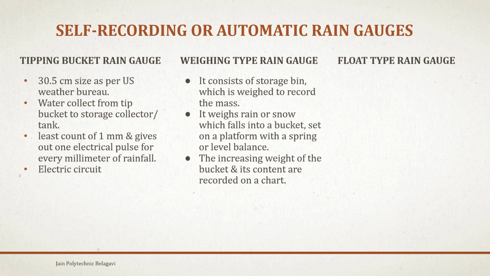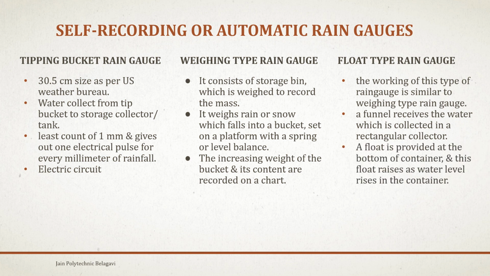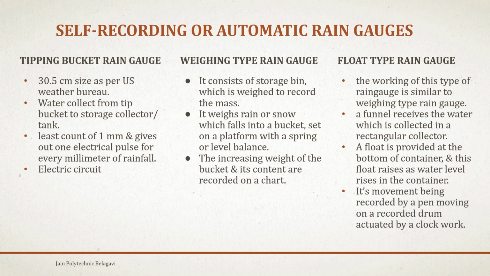Next is the float type rain gauge. The working of this type of rain gauge is similar to the weighing type rain gauge. A funnel receives the water, which is collected in a rectangular collector. A float is provided at the bottom of the container, and this float rises as the water level rises in the container. Its movement is recorded by a pen moving on a recording drum actuated by clockwork.